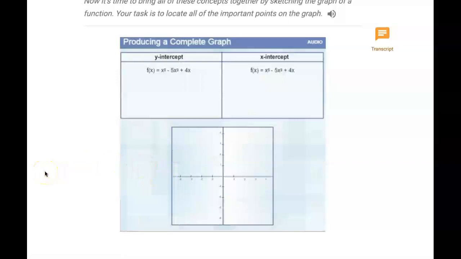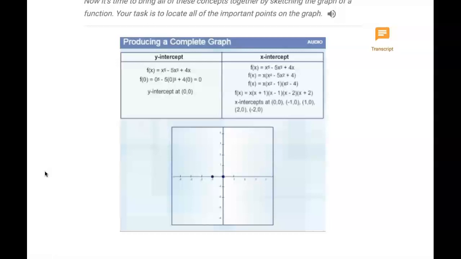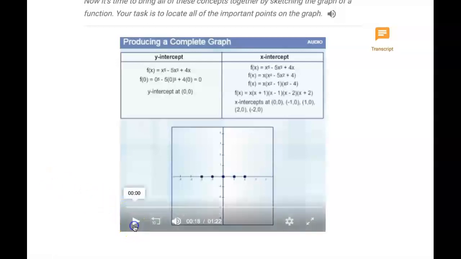Find the x and y intercepts. To find the y-intercept, substitute x equals 0 into the function and solve for y. The x-intercept is found by factoring the function and finding its zeros. Okay, again, through multiple means that we've talked about. Plenty of ways of doing that.